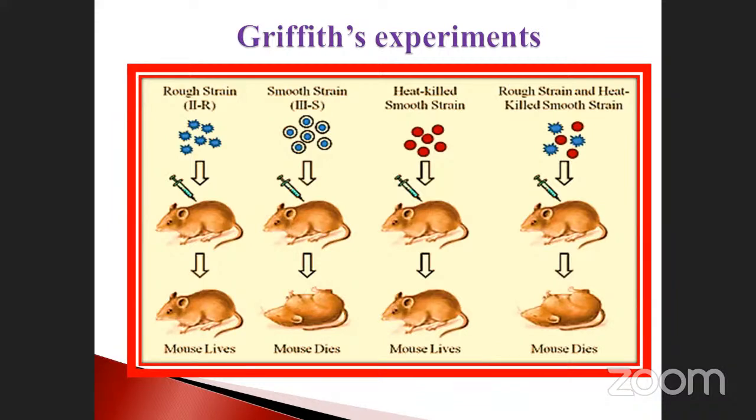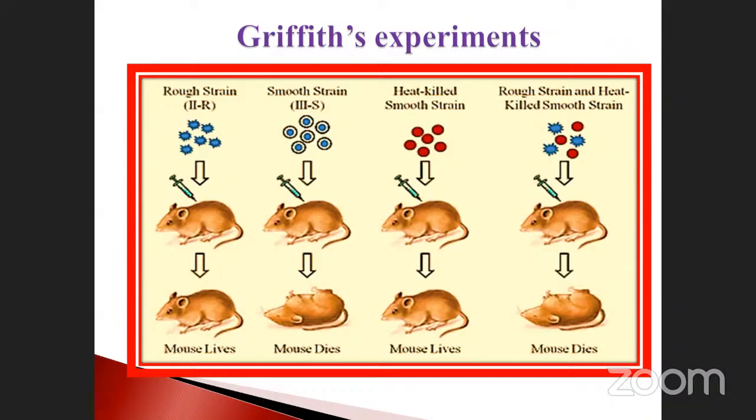Sir, I think the rough strain will die, sir, and the S strain will remain. No. Okay, your point of view: rough strain and heat-killed smooth strain. Heat-killed means what happened here? Heat-killed means the strain is dead, sir. It won't have any effect, sir. Yes, good, super. So what happened in the last experiment? Sir, they are injecting both the normal rough strain as well as the heat-killed smooth strain.